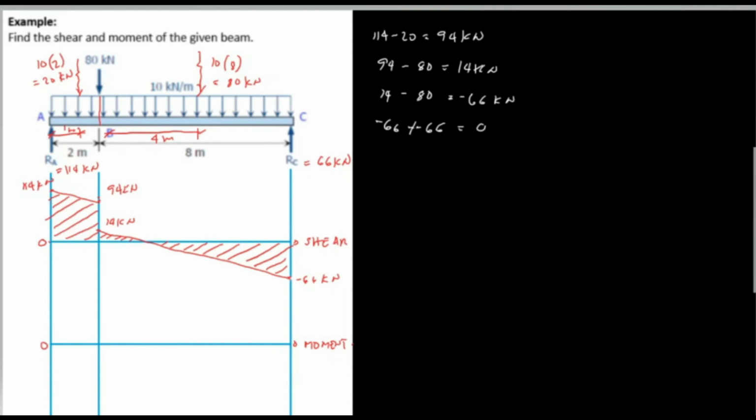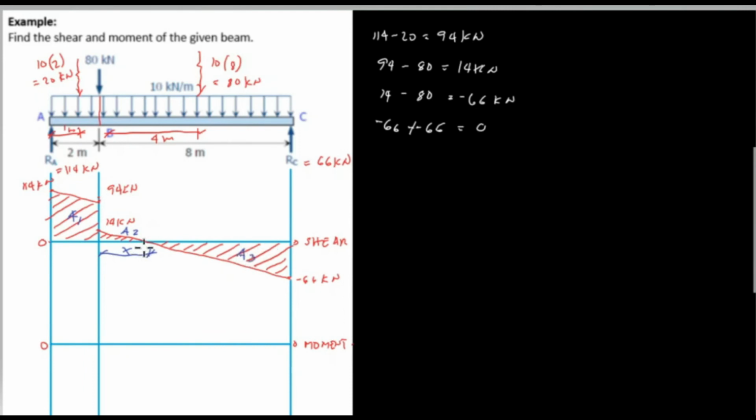We need to identify first the area to find the moment. So based on AB, we have here a trapezoid. So designate this as area 1. And from B up to 0 shear at this point, designate this as X distance. And also the triangle, the small triangle, designate as area 2. And the big triangle below is area 3.